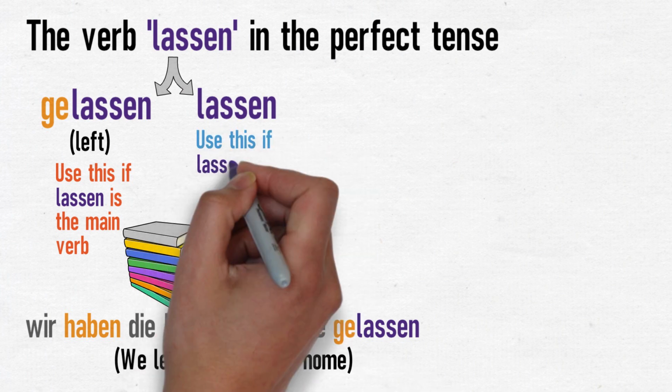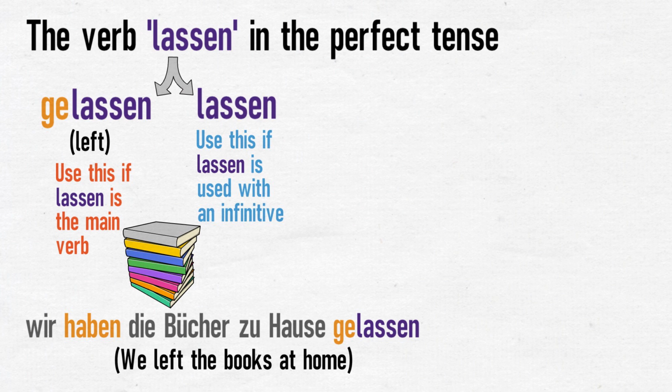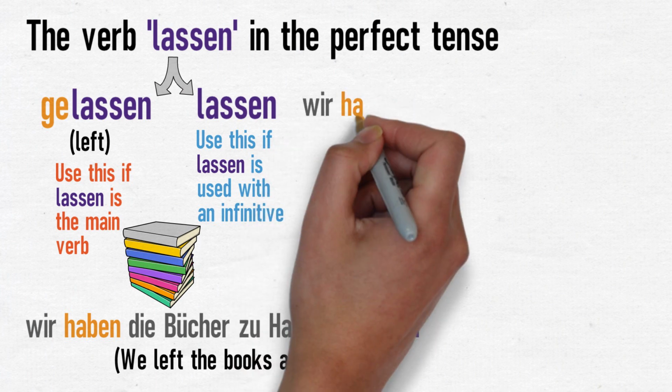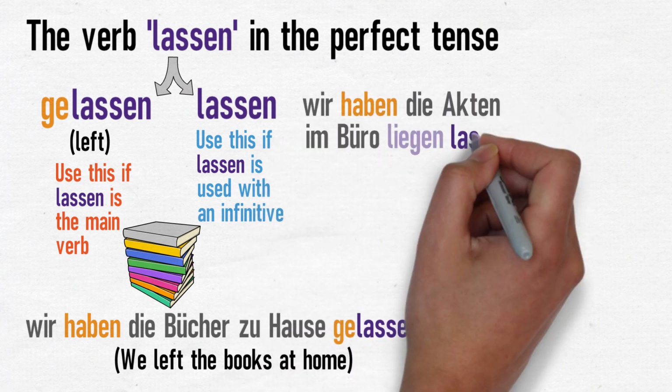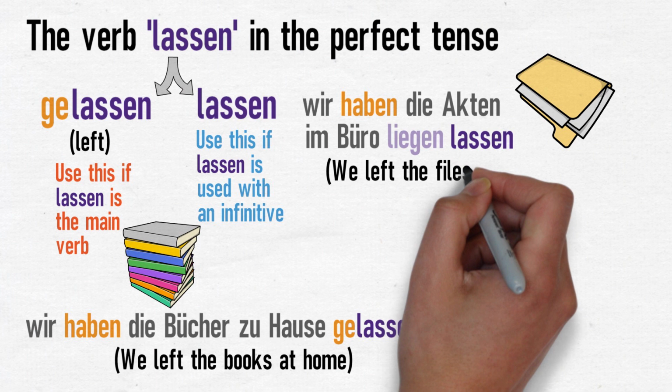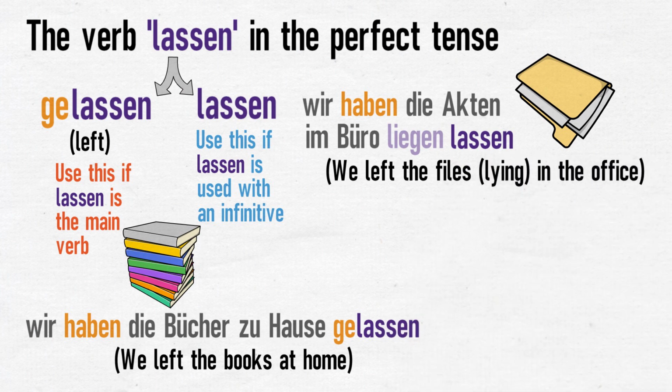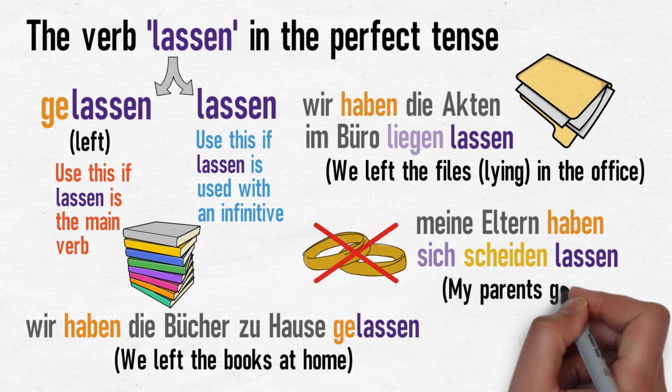If lassen is used with an infinitive, the verb lassen appears at the end of the sentence, unchanged, even if it's reflexive. Wir haben die Akten im Büro liegen lassen. We left the files lying in the office. Meine Eltern haben sich scheiden lassen. My parents got divorced.